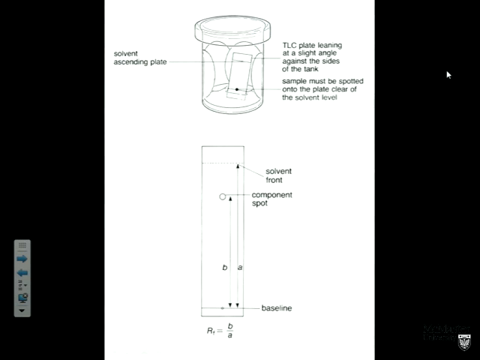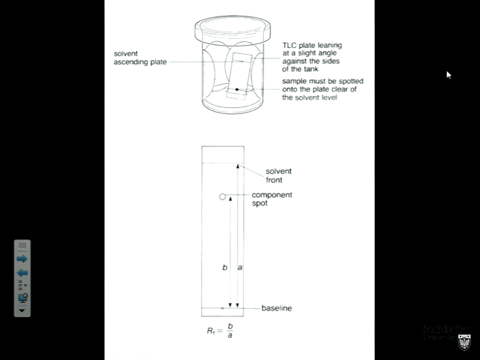So we end up with a series of spots on the TLC plate, and the distance traveled determines the nature of the compound. So the nature of the compound determines the distance traveled. We have something called the RF. RF is the ratio B to A. It's the distance traveled by the compound divided by the distance traveled by the solvent front. So you should measure the RF of your spots in experiment 1. And that RF is a constant for a particular compound in a particular solvent on a particular TLC plate.